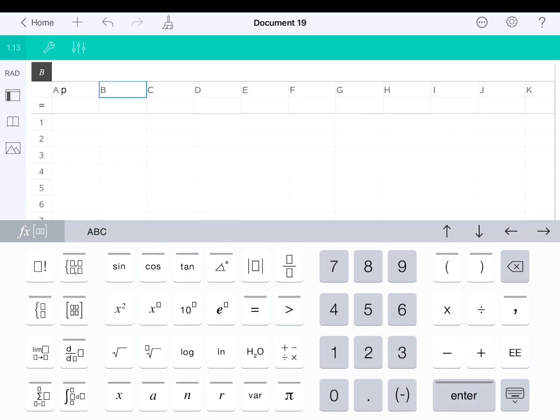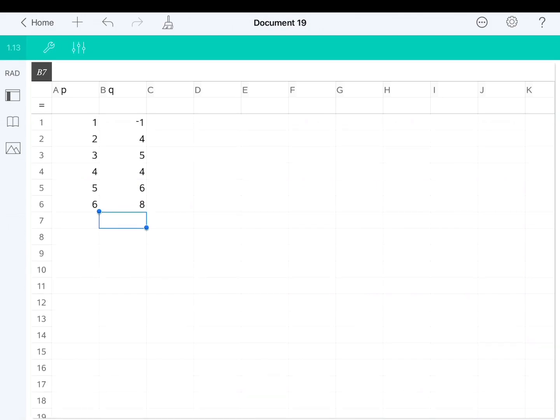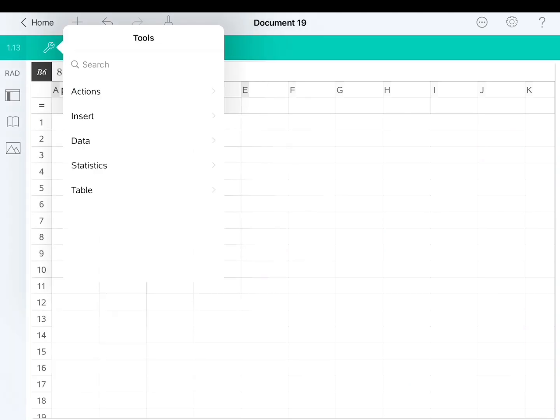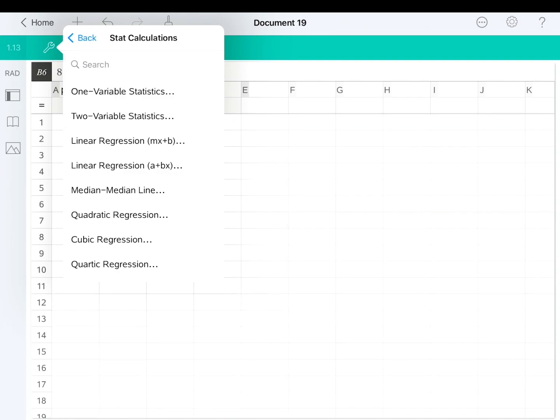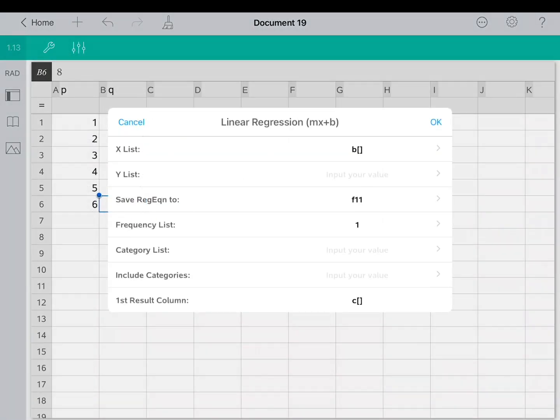So I'm going to call it P and Q. Let's put 1, 2, 3, 4, 5, 6, and then here, -1, 4, 5, 4, 6, 8, something like that. If you want to find the regression line, it does not matter whether you do mx plus c or a plus bx. I'm going to press menu, statistics, and then stat calculation. It's going to give you the same result. Let's check whether it does.